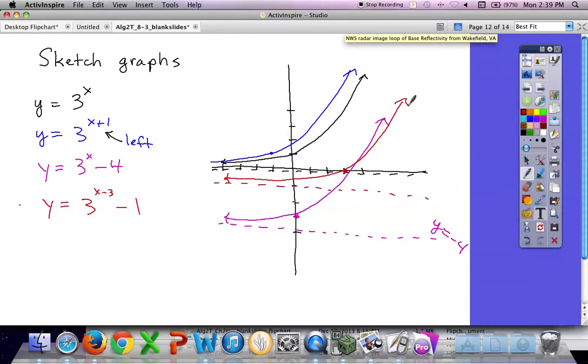And again, the domain is all real numbers. The range is y greater than negative 1, right? Negative 1.